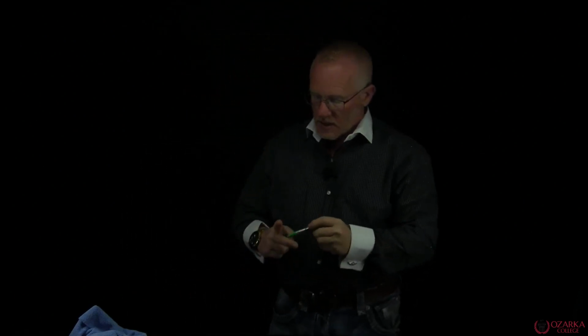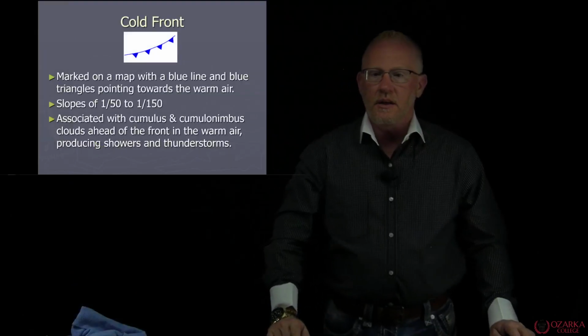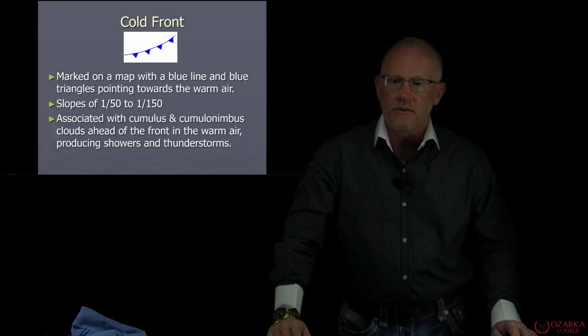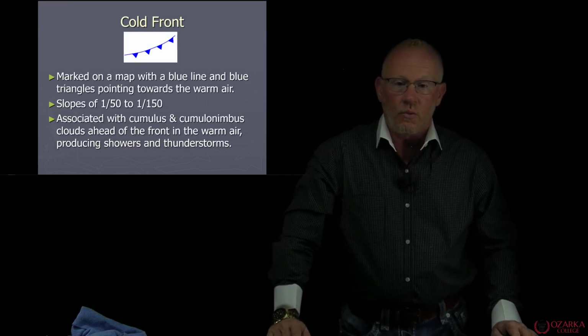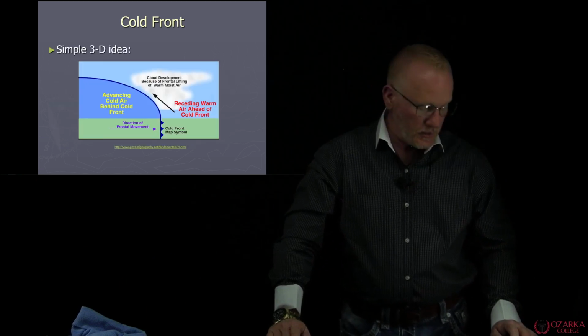Okay? Now the slope of a cold front could be either 1/50th or 1/150th. But try not to get too bent out of shape about the slopes and all that. All right, just know that each front has a slope, okay? Now these are associated with cumulus and cumulonimbus clouds ahead of the front in the warm air sector, producing showers and thunderstorms, okay?